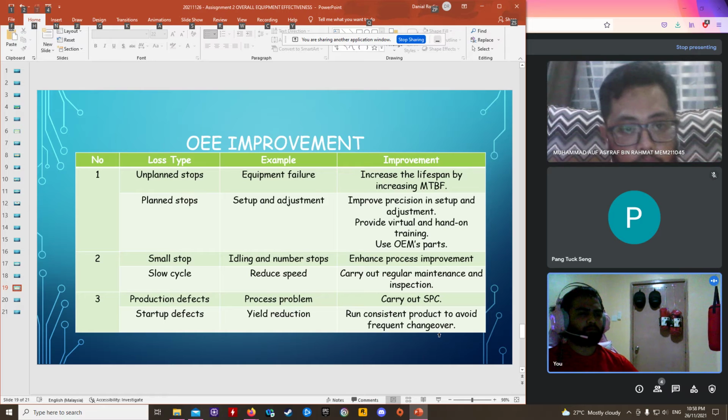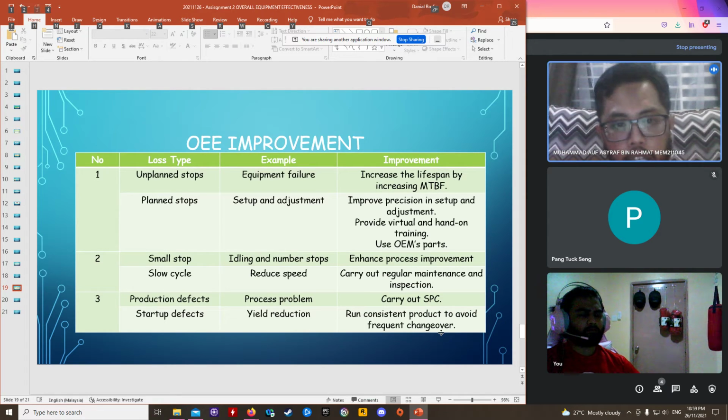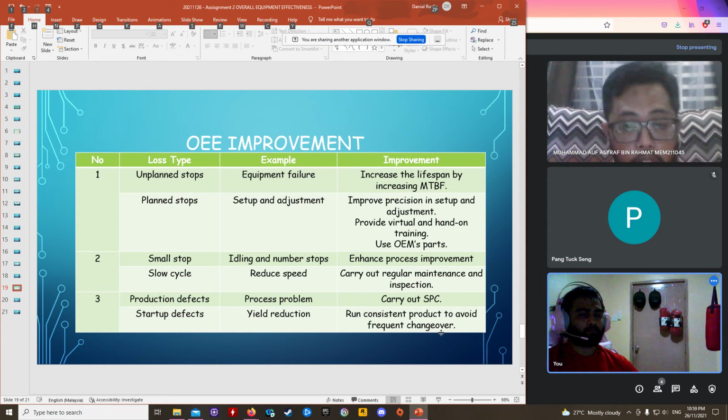Under performance are small stop and slow cycle. Examples of small stop are idling and number of stops, and for slow cycle the loss is reduced speed. In order to improve, we need to enhance process improvement and carry out measures for reduced speed. We need to carry out regular maintenance and inspection in order to get the speed that we need in our production. Under quality loss are the production defects and startup defects.